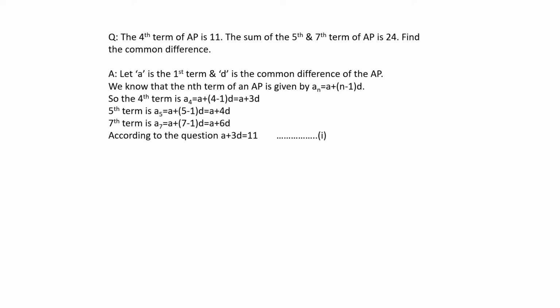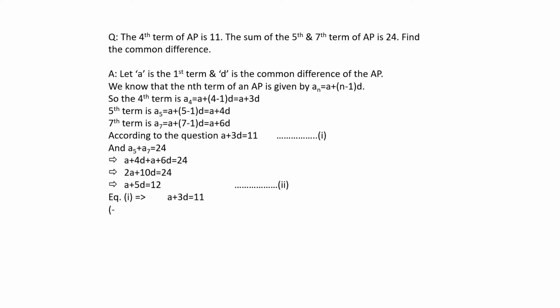Now, according to the question, a plus 3d equals to 11, because it is already given that the fourth term is 11. Let this be the first equation. And a5 plus a7 equals to 24. That means a plus 4d plus a plus 6d equals to 24, or on simplifying we get 2a plus 10d equals to 24, or a plus 5d equals to 12. Let this be the second equation.